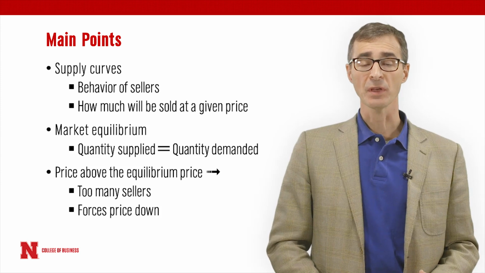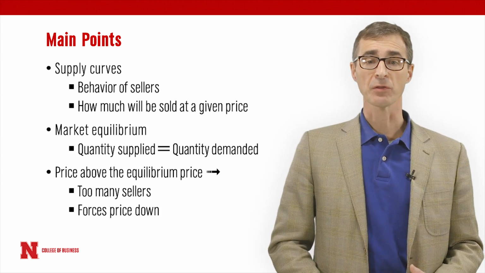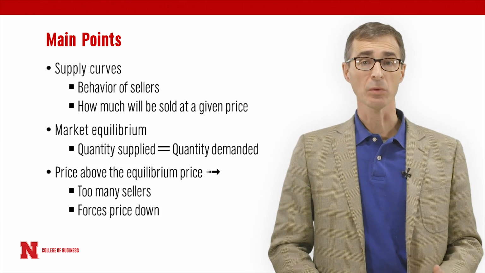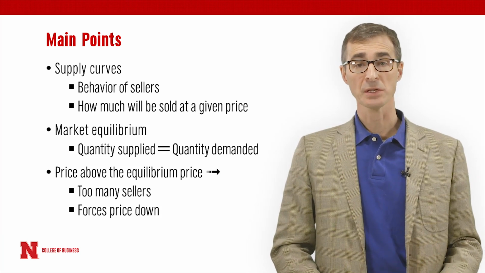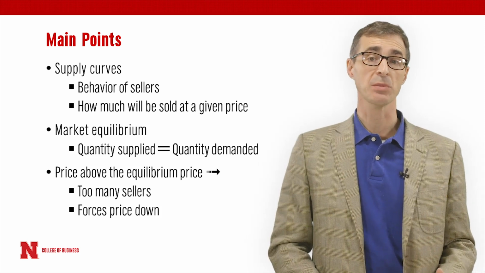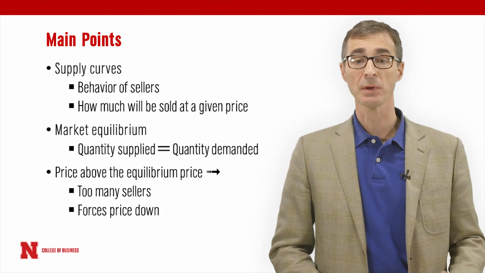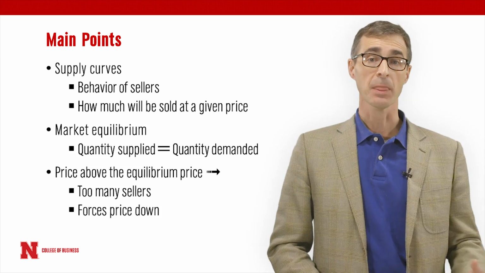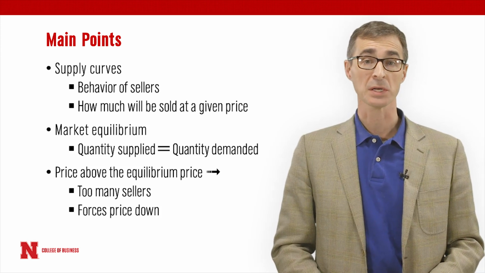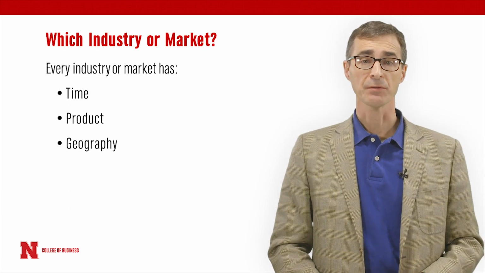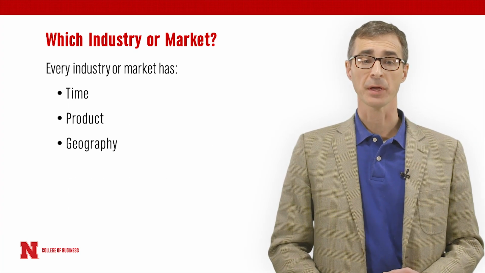We'll also see that the intersection of supply and demand gives us a market equilibrium. A market equilibrium is defined as the price at which the quantity supplied equals the quantity demanded. If the price is above the equilibrium price, we'll see that there are too many sellers and there will be an excess of the product, forcing the price down, and vice versa for situations where the price is below the equilibrium price. So let's get started now defining the characteristics of a market.